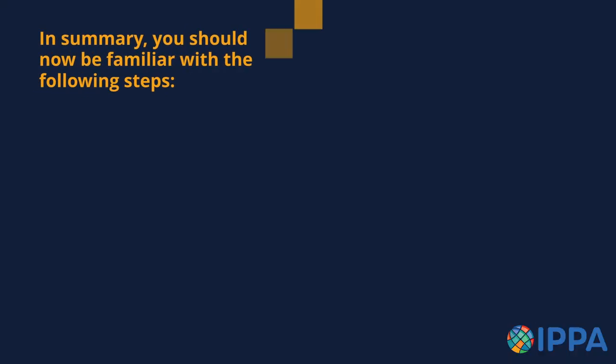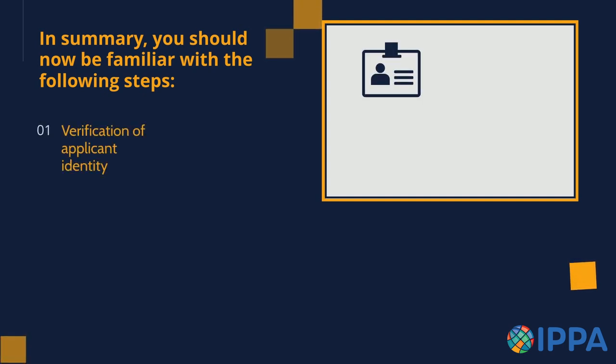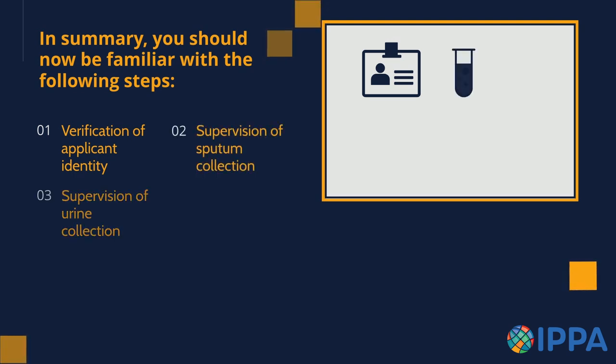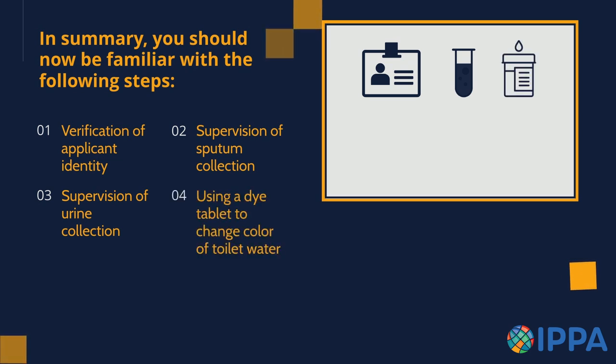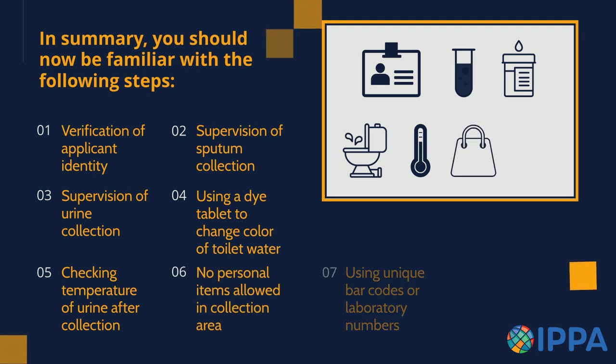In summary, you should now be familiar with the following steps to help mitigate fraud. 1. Verification of applicant identity at each step of process. 2. Supervision of sputum collection. 3. Supervision of urine collection. 4. Using a dye tablet to change color of toilet water. 5. Checking temperature of urine after collection. 6. No personal items allowed in collection area. 7. Using unique barcodes or laboratory numbers instead of names and DOBs on phlebotomy samples and sputum specimens.